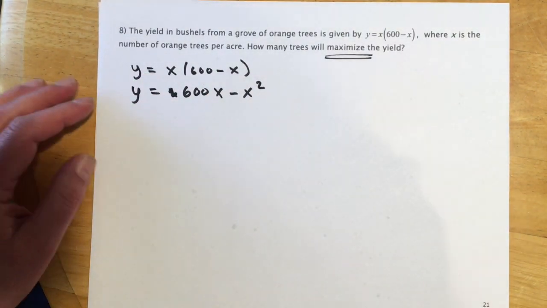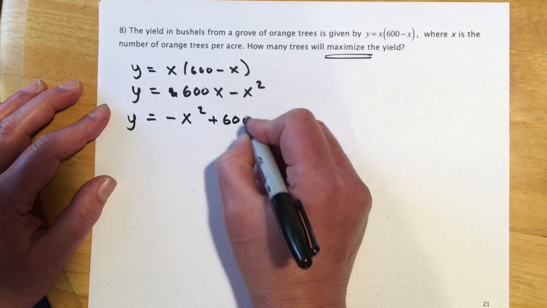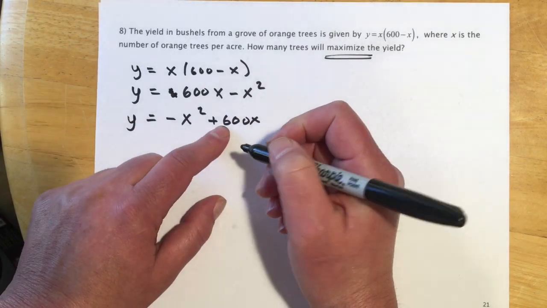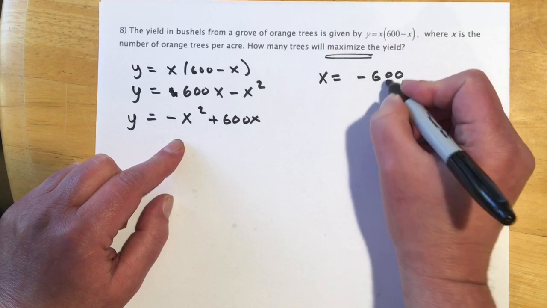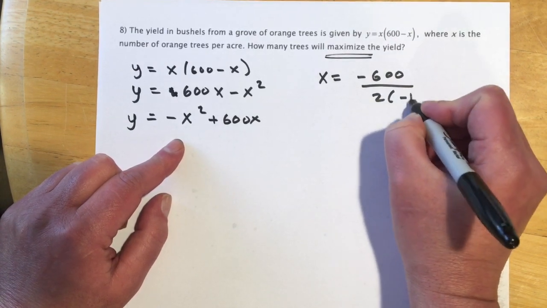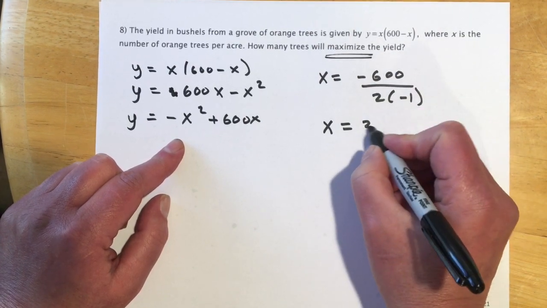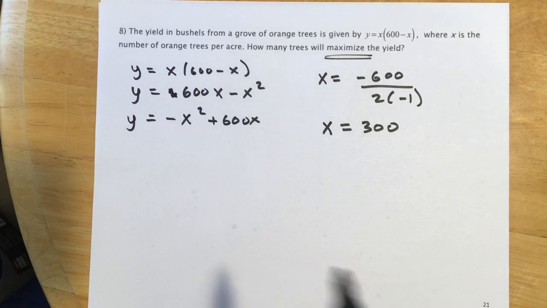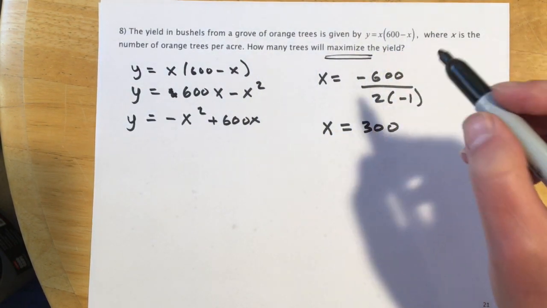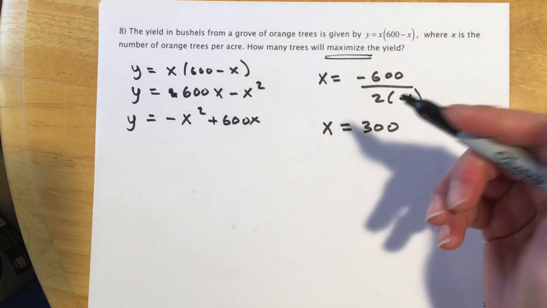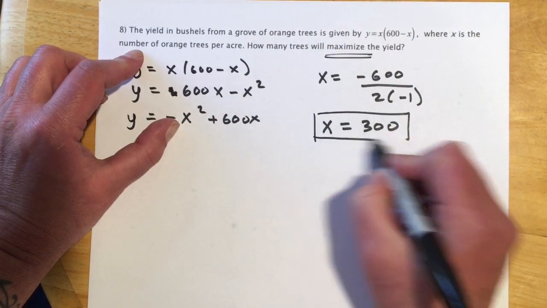So we can kind of see our A and our B. If I write it in descending order, negative x squared plus 600x. So B is the 600, A is negative 1. So x equals negative 600 over 2 times negative 1. So double negative makes positive, and x equals 300. So we have to be careful that we're answering the question they're asking. This is how many trees will maximize the yield. So it's not asking what the maximum yield is, it's asking for the number of trees. And back here, x was the number of trees per acre. So we have it right there.